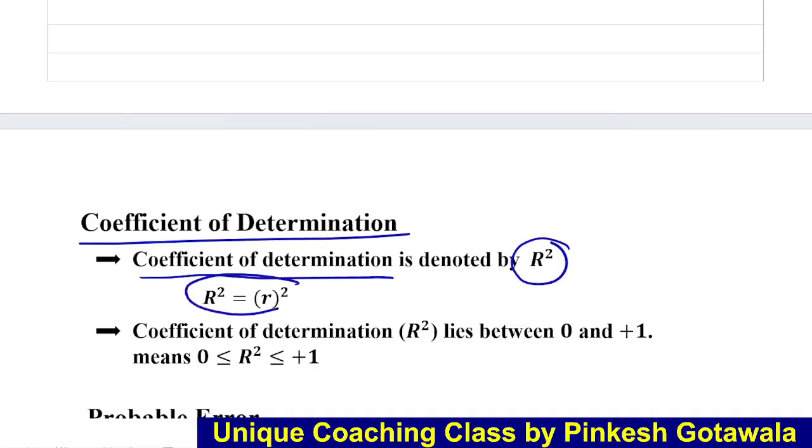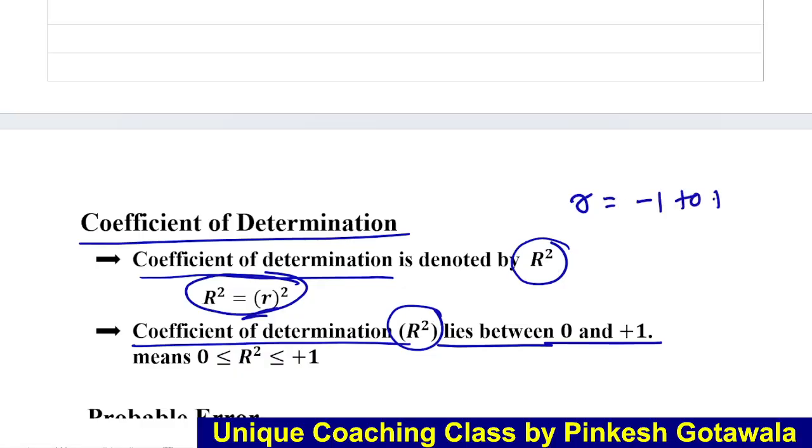And how to find out? Very simple. Capital R square is equal to small r square. Small r means the correlation coefficient, just square of them, you will get the answer. And the coefficient of determination, capital R square, lies between 0 to plus 1. We know this small r value would be -1 to +1, but this determination, its value would be 0 to 1.